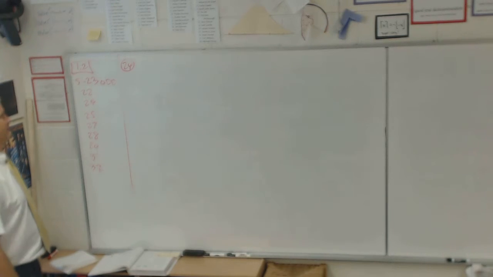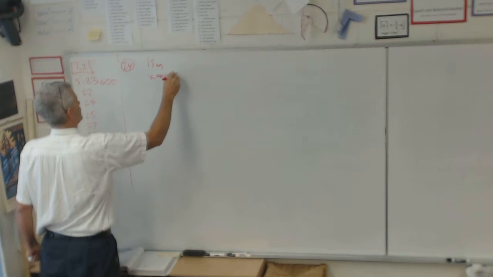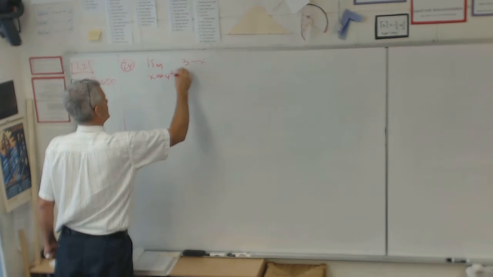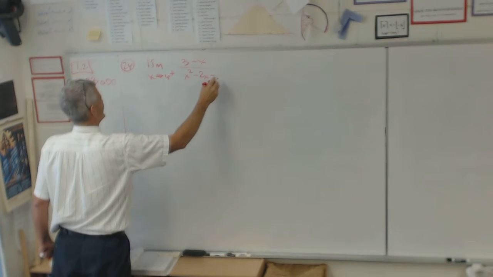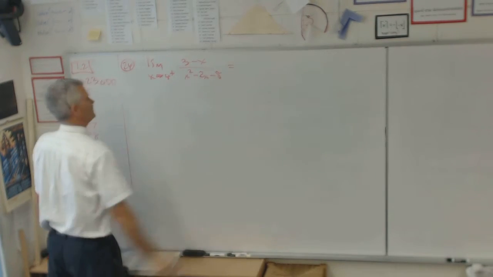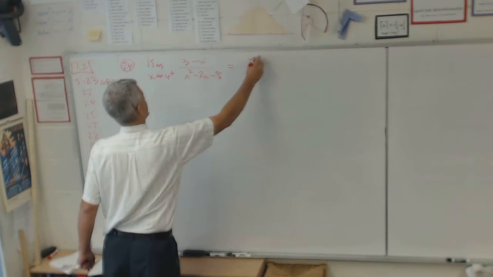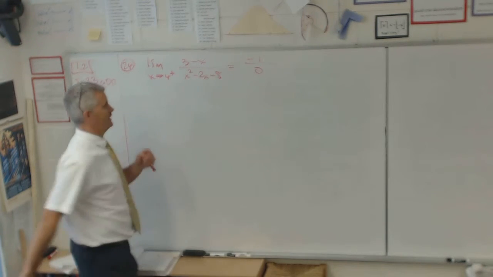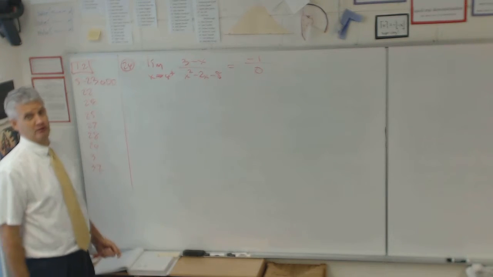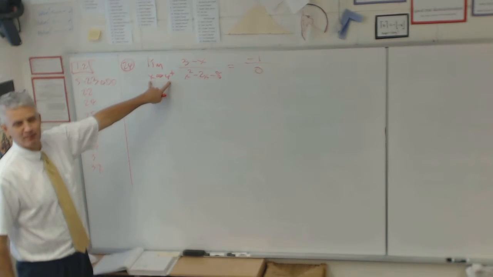Okay, Henry. The limit as x approaches 4 from the right of (3 minus x) all over (x squared minus 2x minus 8). What do we get on top? -1. What do we get on bottom? 0. Is it a positive 0 or negative 0? I'm not sure. We need to come back and factor this. We know that there's an x minus 4 factor because we're getting 0.